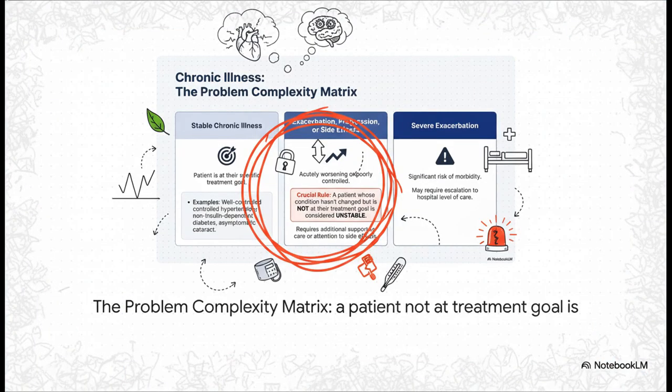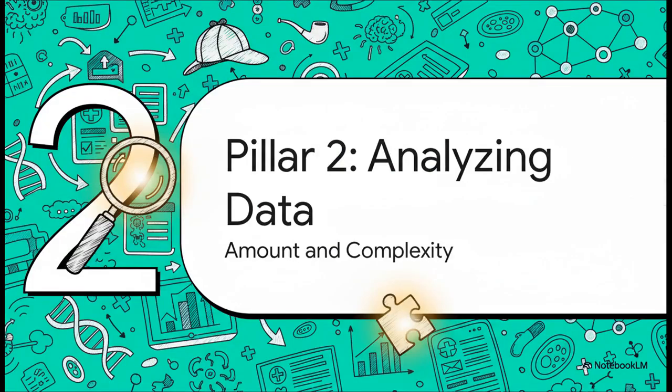And for chronic illnesses, we've got this matrix. It seems simple: stable, exacerbated, or severely exacerbated. But wait, look at that red box. This is so important. A patient who is not at their treatment goal is considered unstable, even if their condition hasn't changed. So think about a patient with high blood pressure. If it's still high, even if it's the same as the last visit, they aren't at goal. That means it's unstable. All right, pillar 1 is down.